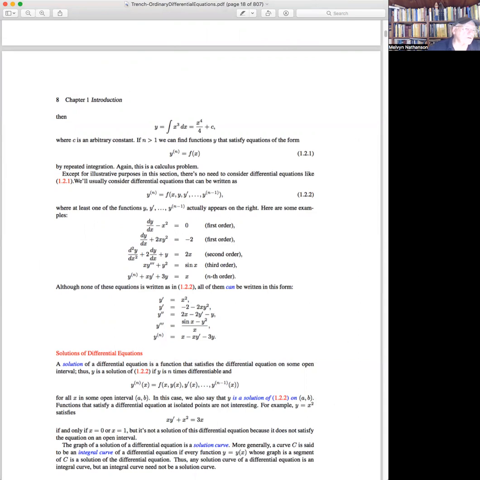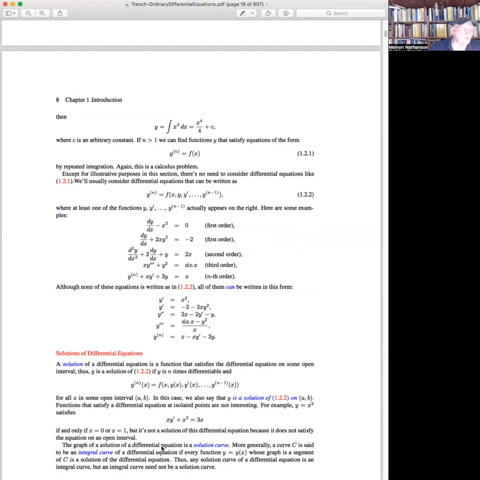So a solution of a differential equation is a function that satisfies the differential equation on some open interval. An open interval from A to B means all the numbers strictly between A and B. You don't include the endpoints. So a function that satisfies the differential equation on some open interval is a solution. And there can be multiple solutions. There can be different open intervals where you have different functions that satisfy the equation.